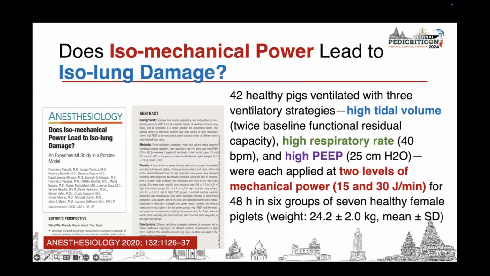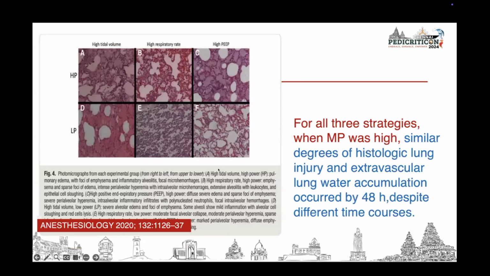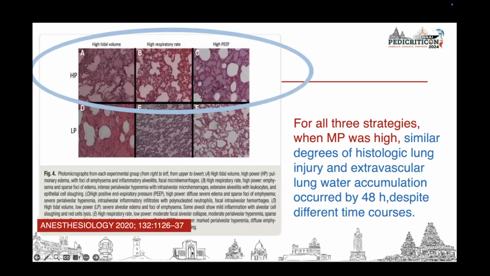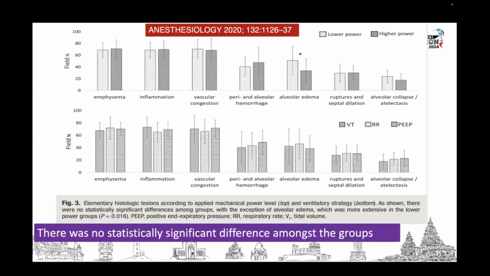And in this very nicely done study on 42 healthy pigs, they achieved high mechanical power by 3 approaches: by increasing the tidal volume, respiratory rate, and PEEP. And they demonstrated that at the end of 48 hours, the histopathological changes in all the 3 strategies were very similar and indistinguishable. And they actually showed that there was no statistically significant difference amongst the groups in terms of incidence of emphysema, inflammation, vascular congestion, etc.